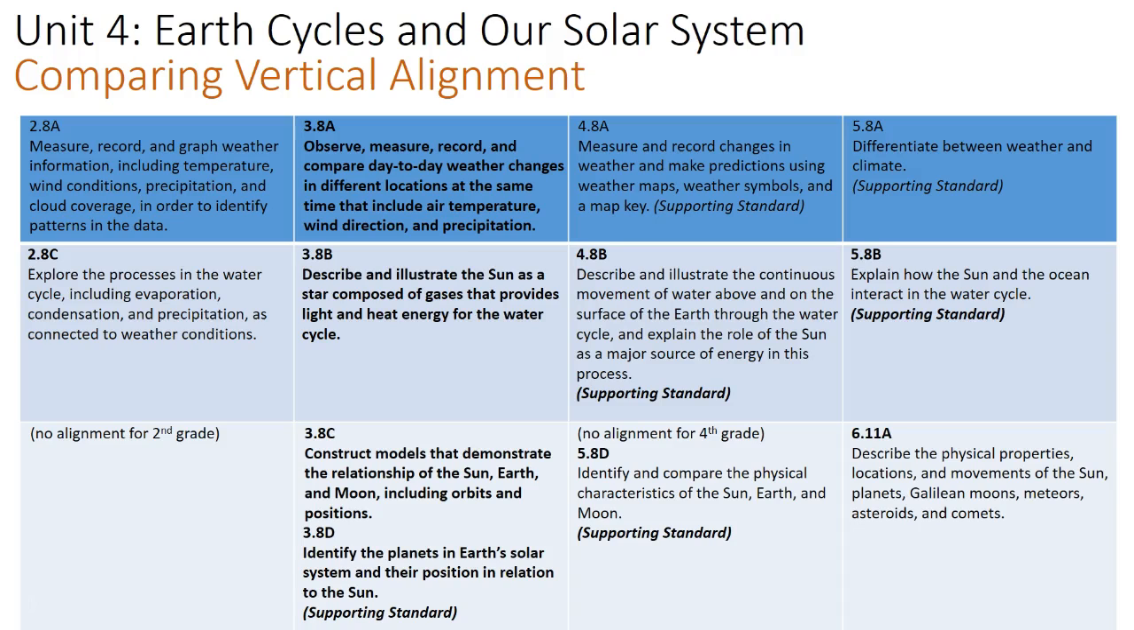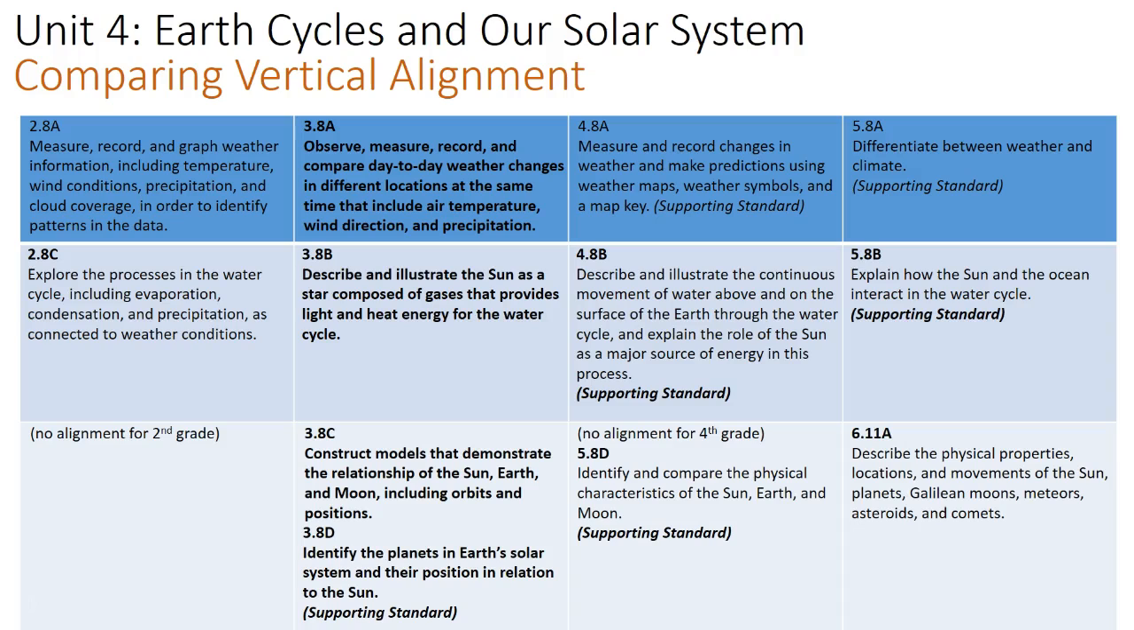Finally, I've bundled 3.8c and 3.8d. When we look at the sun, earth, and moon relationship and then the Earth's planets, you can see there's never been any introduction of that relationship or the planets in 2nd grade. So you are introducing this information brand new. There's no alignment for 4th grade.